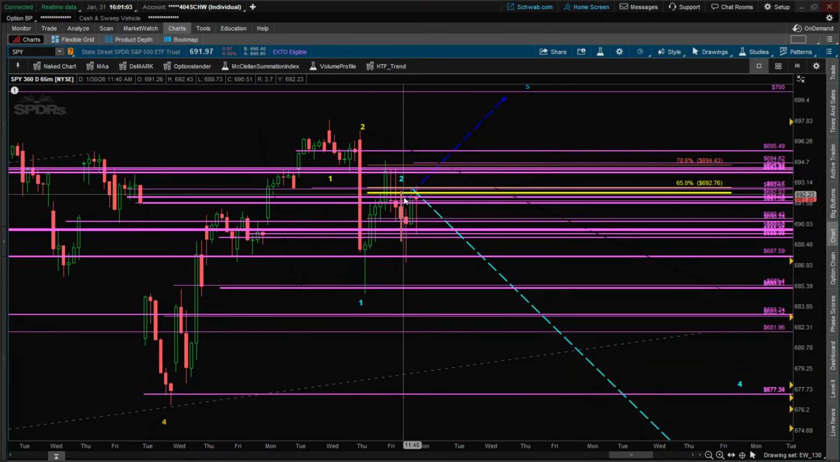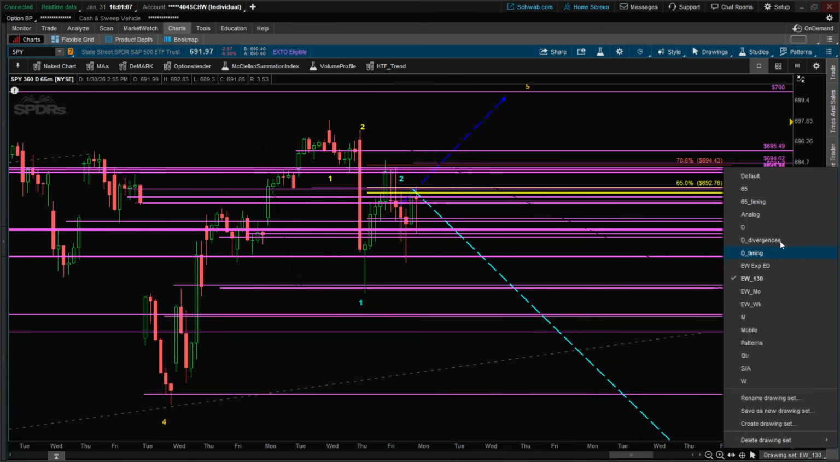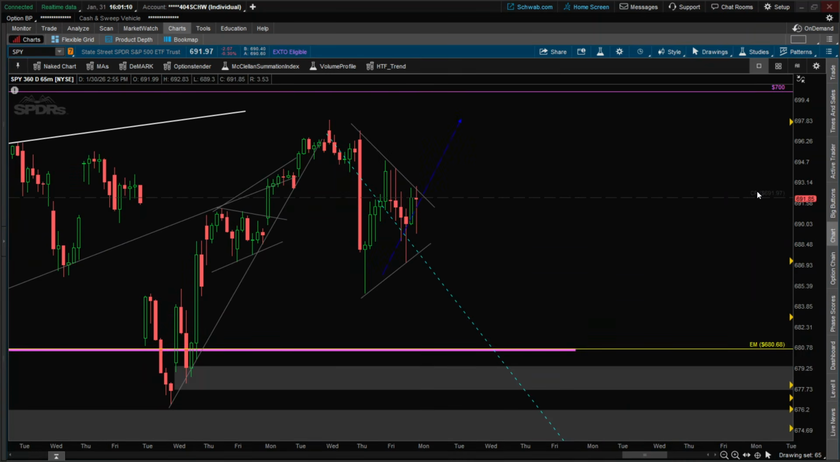Boom, headed down there. So we're in an equilibrium right now. You can draw your little triangle in there, and when it breaks out or breaks down, you know how to react. That's the whole point of these videos.